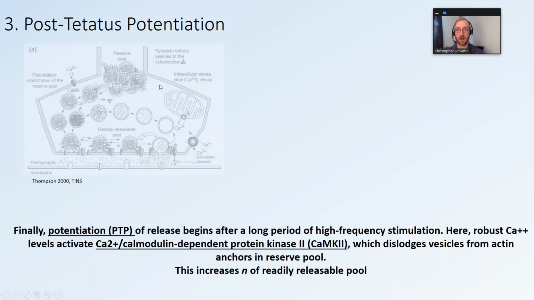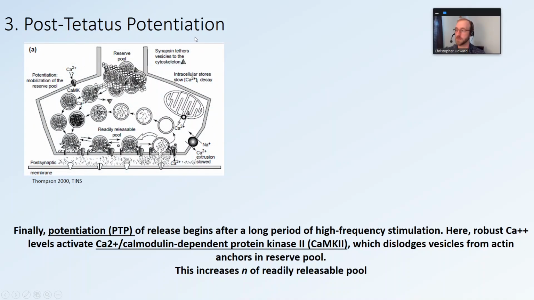But the mechanisms that underlie PTP, or post-tetanus potentiation, are entirely different. What happens here is after a lot of action potentials occur in this presynaptic terminal, we have high levels of calcium, which is dependent on the mechanisms from facilitation and augmentation, but that can activate calmodulin. And when calmodulin gets activated, this is a calcium sensor, then you get activation of this protein called CAMK2. This is calcium calmodulin dependent kinase 2. Here he is in this figure.